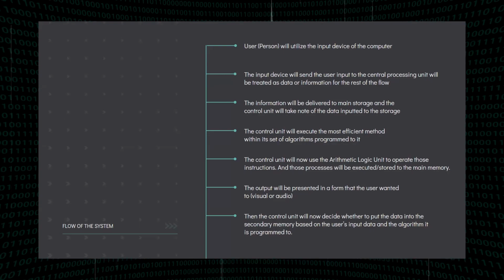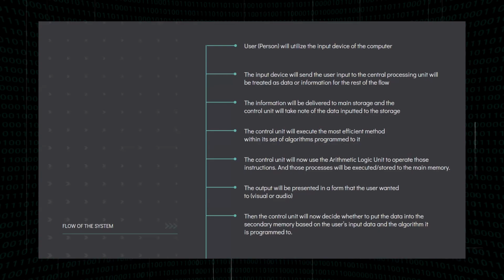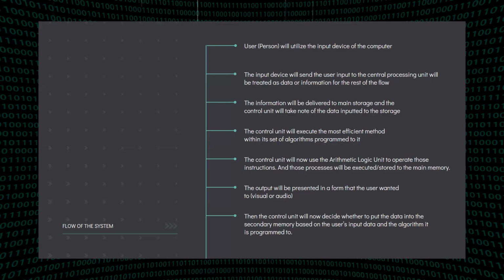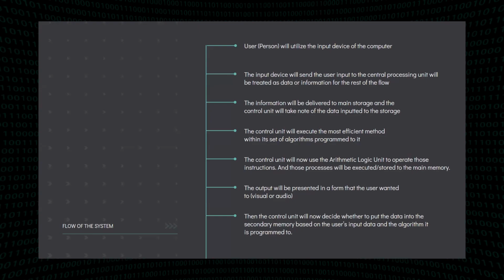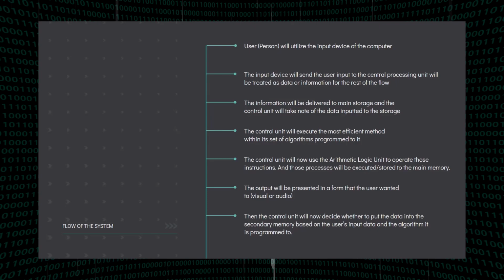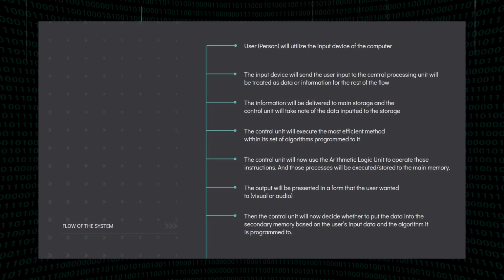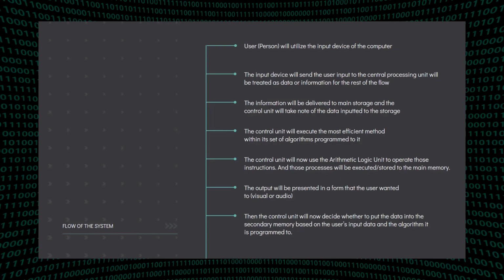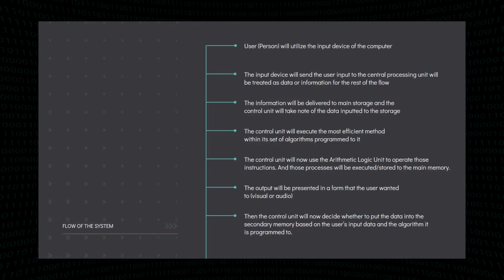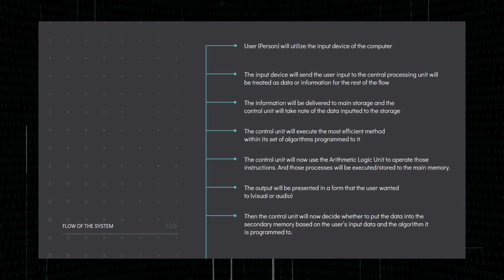Then, the control unit will now make use of the ALU, or the arithmetic logic unit, to operate those instructions. And those processes will be executed or stored to the main memory. The output will be presented in the form that the user wanted, maybe a visual or an audio output. Then, the control unit will now decide whether to put the data into the secondary memory based on the user's input data and the algorithm it is programmed to.